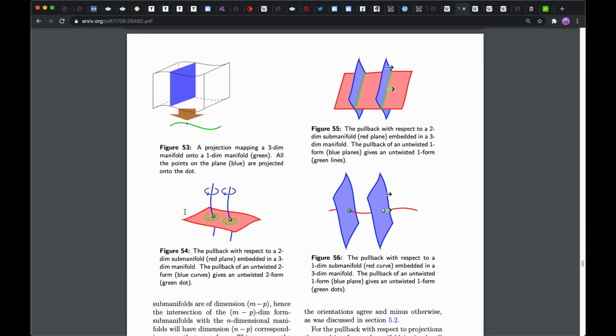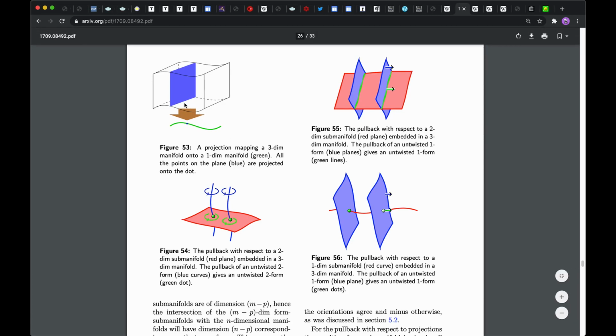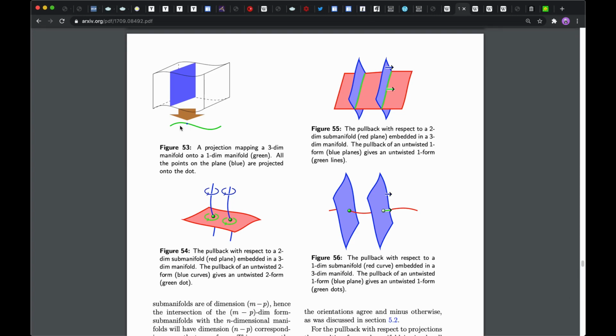On picture 53 we have a projection which maps a three-dimensional manifold onto a one-dimensional, green one, and all the points on the blue plane are projected to one dot of the line. So you can think of this 3D manifold as a bundle over a line, with a layer which is equal to the plane.